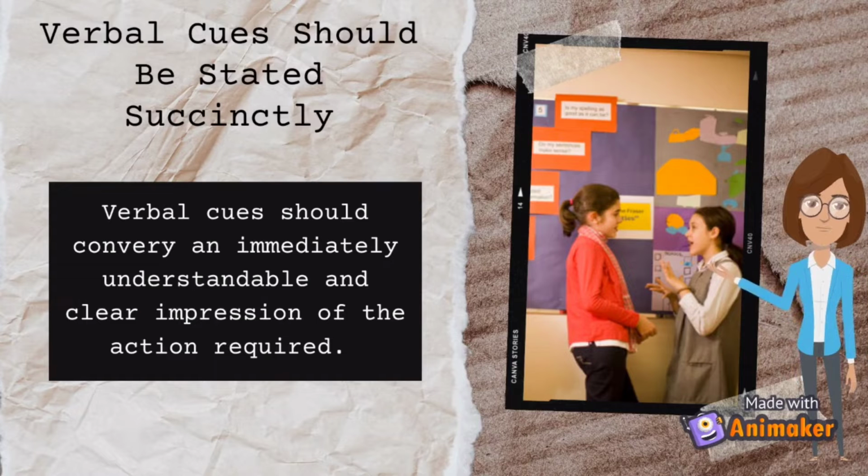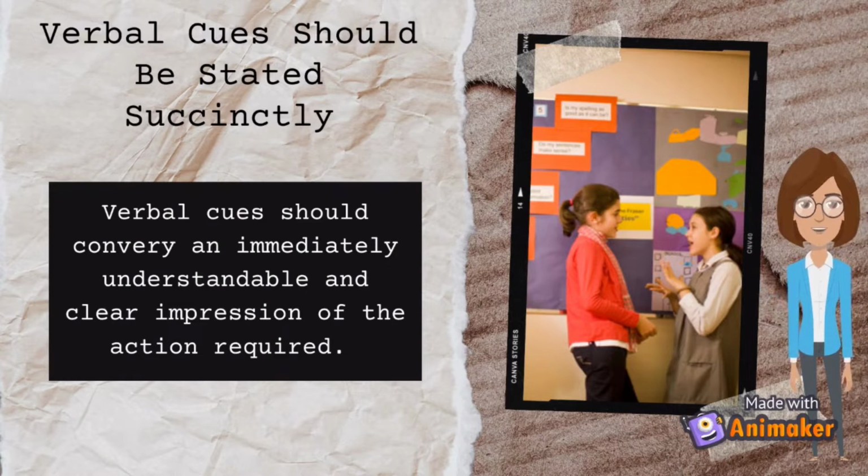Verbal cues should be stated succinctly. Verbal cues should convey an immediately understandable and clear impression of the action required. To this end, verbal cues should consist of brief, succinct statements clearly directing the learner's attention to the action or environmental feature required without the need for unnecessary mental processing.